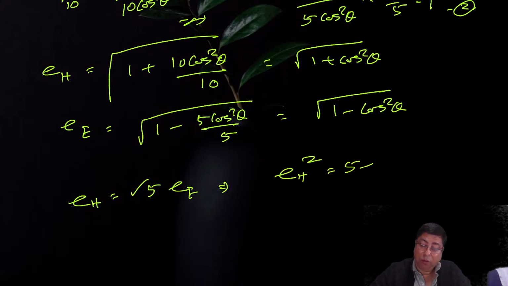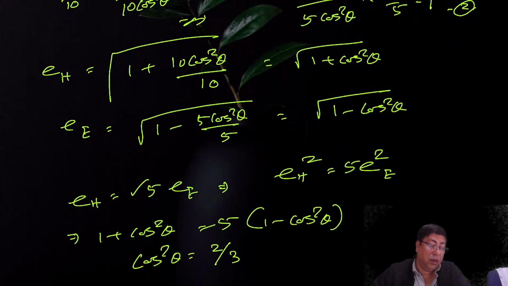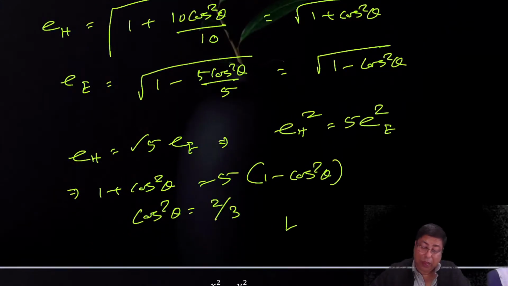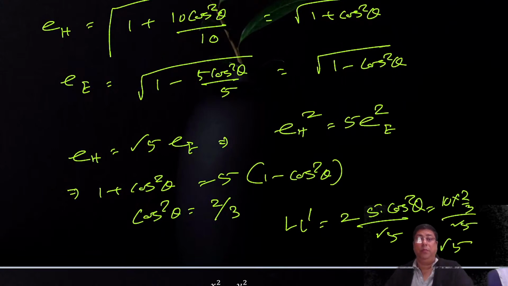1 plus cos square theta equal to 5 into 1 minus cos square theta. So 6 cos square theta equal to 4. Directly I am doing cos square theta equal to 2/3. So length of the latus rectum LL dashed equal to 2 b square by a, 2 into 5 cos square theta by root 5. So 10 into 2/3 by root 5, that is 4/3 root 5.